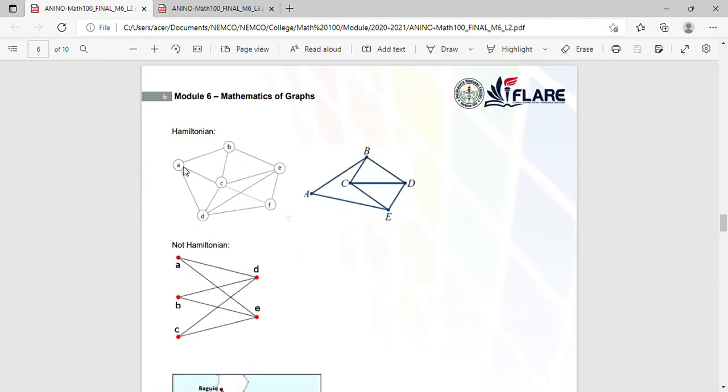So, example ana is, mag-start ta sa A, B, E, F, C, D, then A. Diba? So, we travel tanan ng mga vertex, exactly once ra, and then we go back again to the vertex or the starting point, which is A. So, possible. Basta makita natin na nibalik siya sa starting point and na-travel niya tanan vertex na wala ka nagbalik-balik sa ila. That is Hamiltonian.